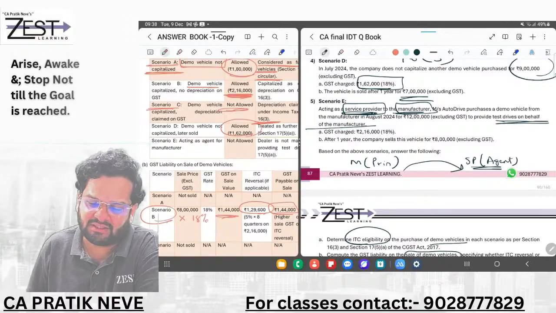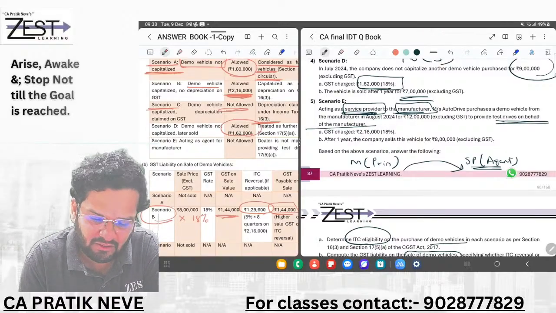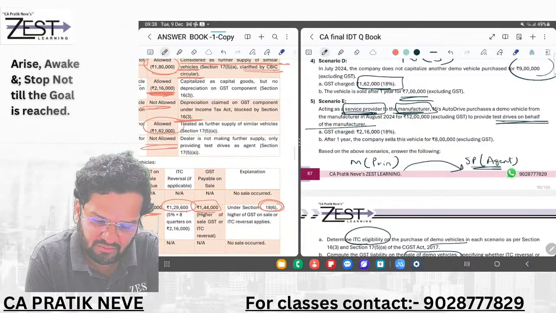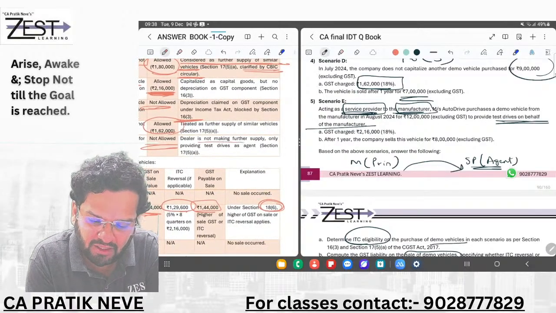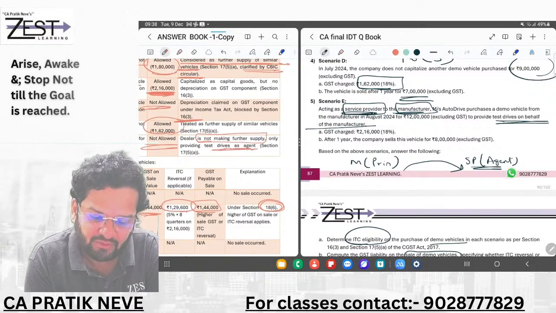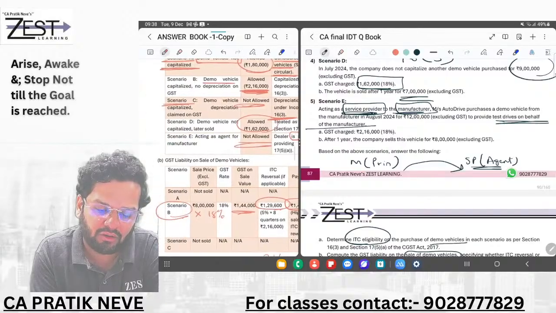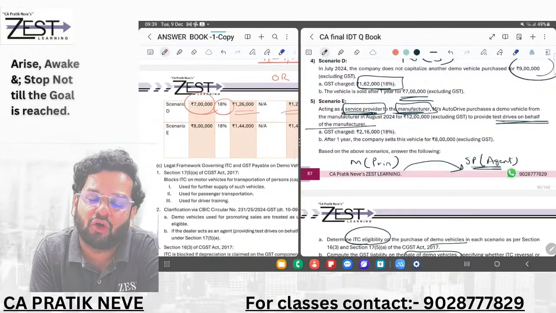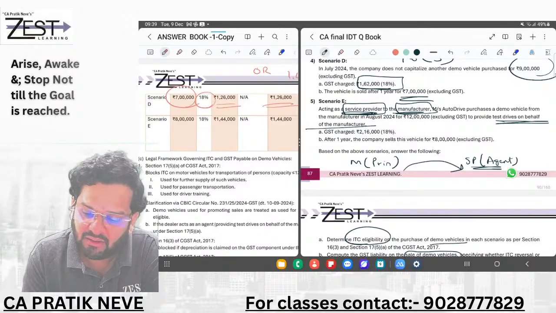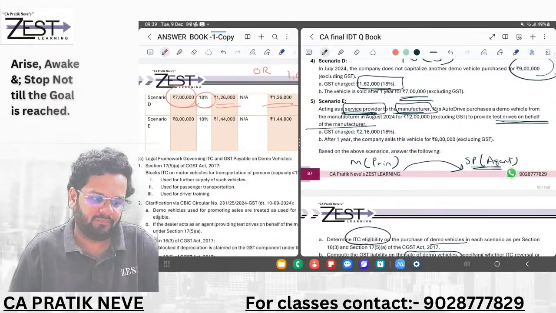So in such case, ITC will not be available because dealer, that is the agent, is not making further supply, only providing test drive as agent. So no ITC, it will be blocked, because it doesn't fall in exception. If you were further supplying such motor vehicles, then only ITC would have been allowed.